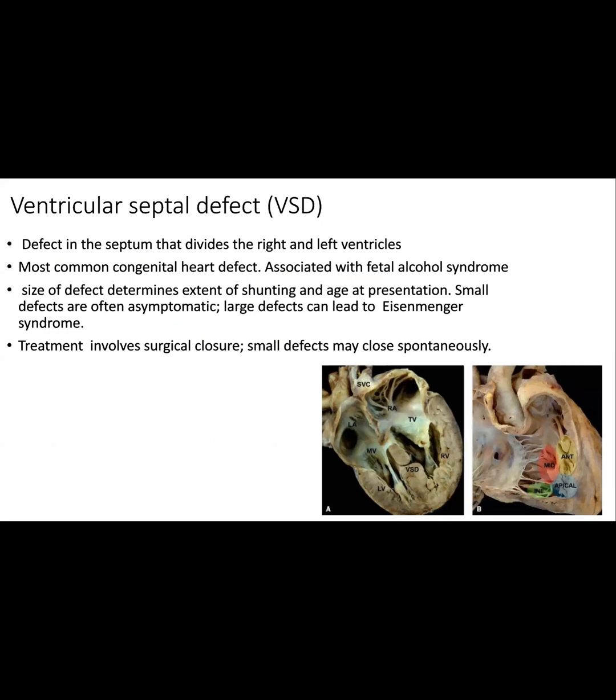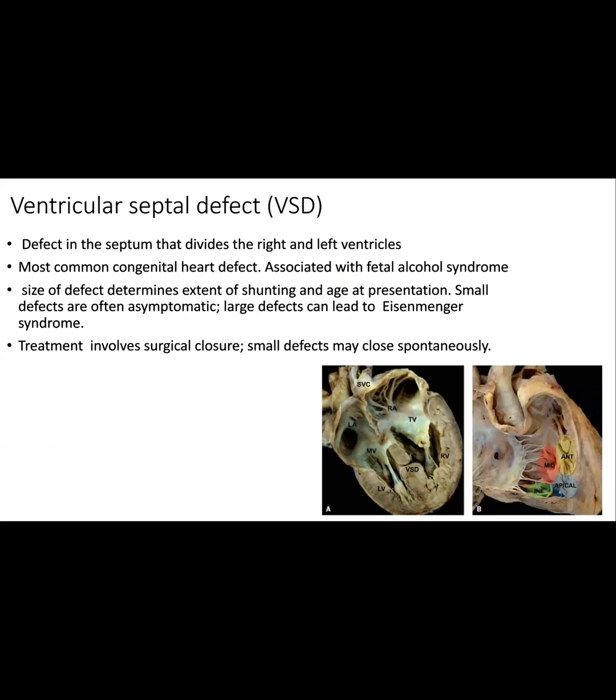So this is basically a defect between the right and the left ventricle. When the blood enters the right ventricle from the right atrium, it will continue to flow through the pulmonary arteries into the lung, like how it happens in normal blood circulation, instead of entering the left ventricle through the defect.